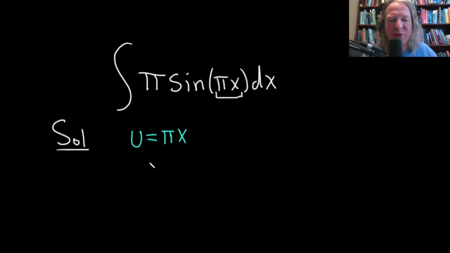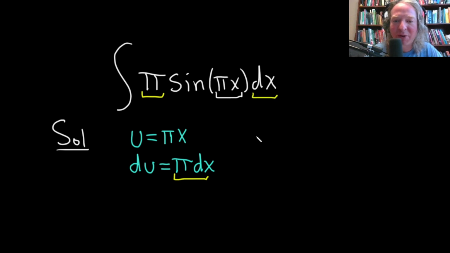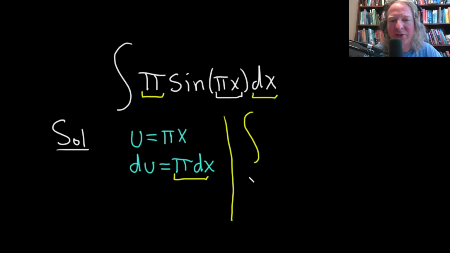And then now we'll take the derivative. So the derivative of u is du. And then the derivative of x is 1. So here, when you differentiate pi x, you just get pi, and then you have a dx. And this works out perfectly because pi dx is right here. Look at that. It's just perfect. So this is going to become the integral of.